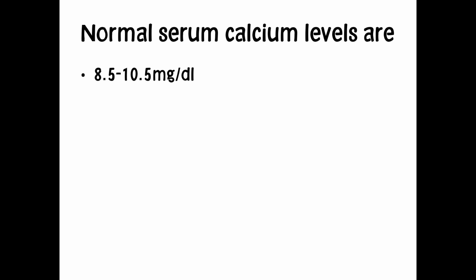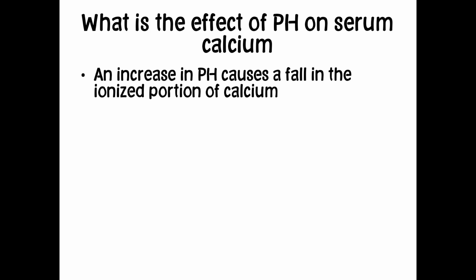Let's now discuss our next cation, which is calcium. The normal serum calcium levels are always between 8.5 to 10.5 milligrams per deciliter, and pH variation has an effect on the serum distribution of calcium, as an increase in pH causes a decrease in the ionized form of calcium. It is therefore understandable that in metabolic alkalosis you could end up having hypocalcemia secondary to decreased serum ions of calcium.